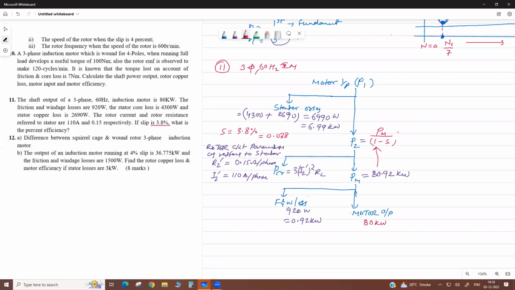So it is 8.92 by 1 minus 0.038. What value will come? 84.116. 84.116. Okay, great.